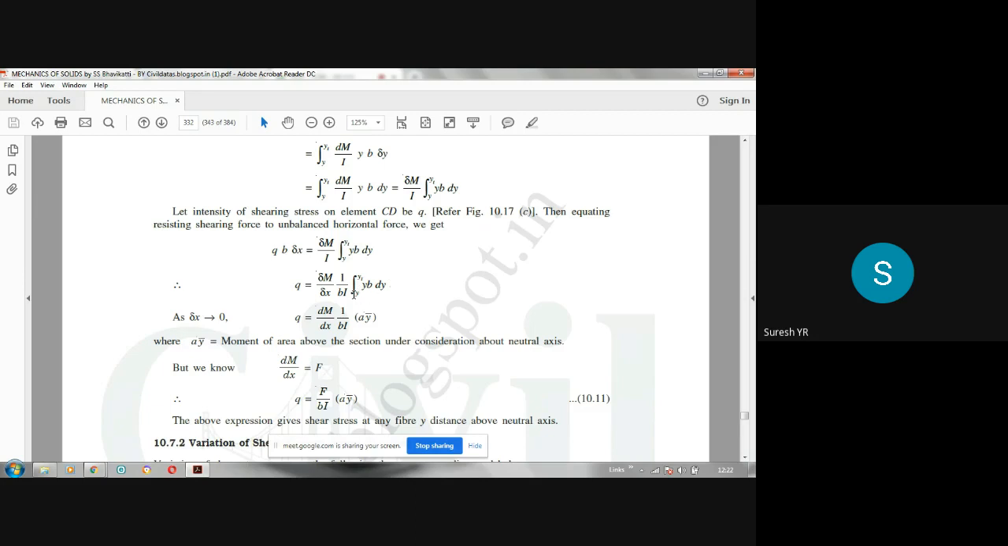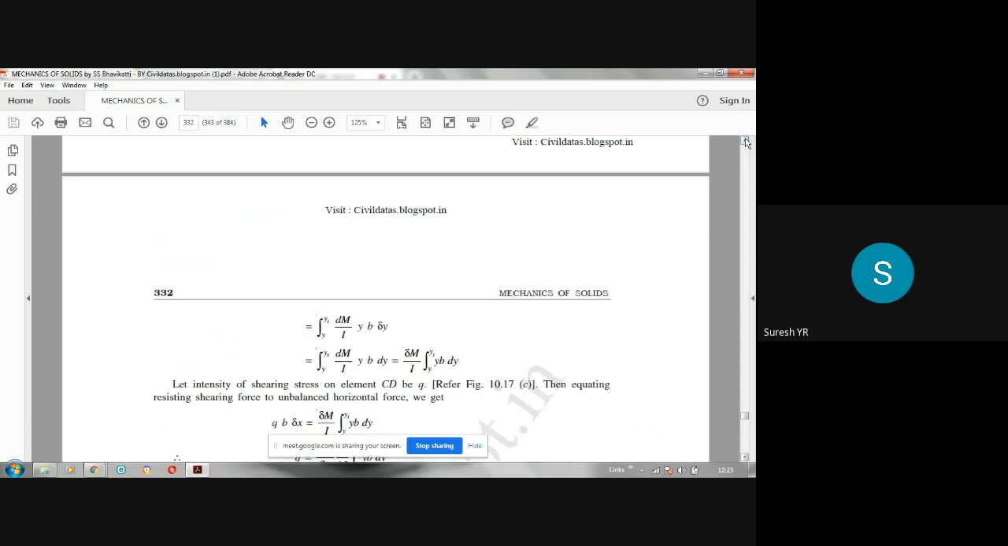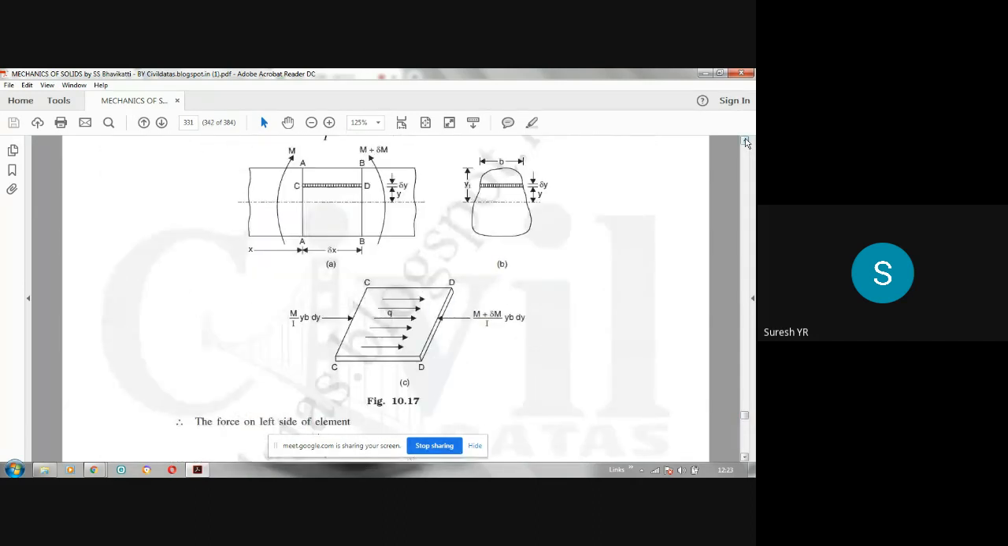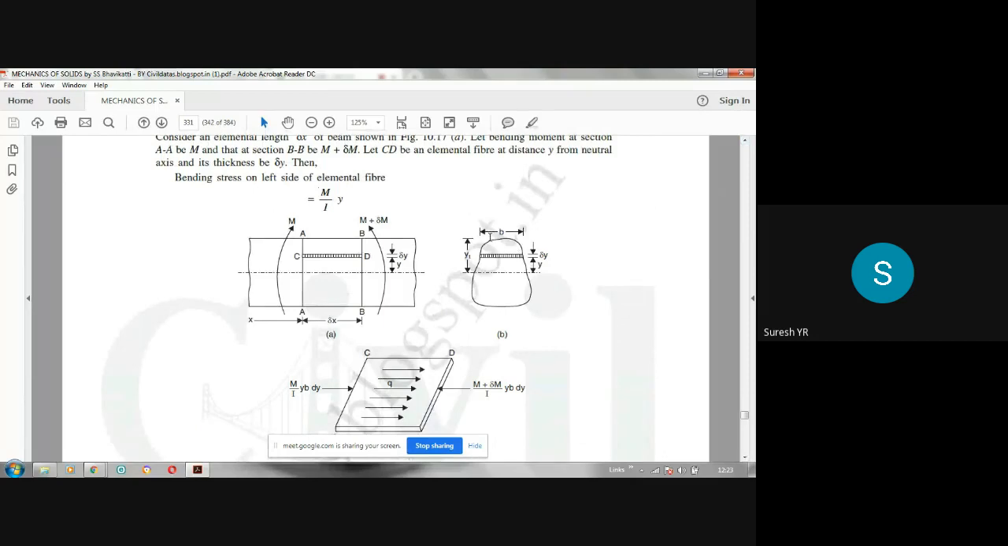So q is equal to dM by dx into 1 by I into this term. This can be written according to the definition of moment of centroid. You should remember this, it has come in mechanics. So this integral y to yt of b into y into dy can be written as a into y bar. Remember this step. Where a is the area above that CD. Another thing you should keep in mind: a is the area above this elemental strip CD.